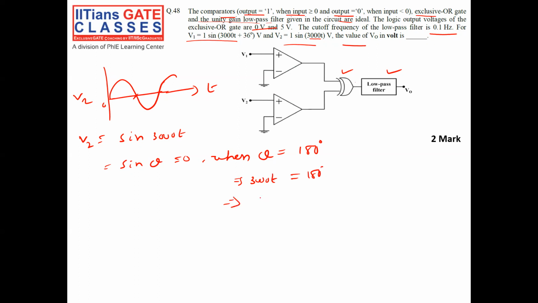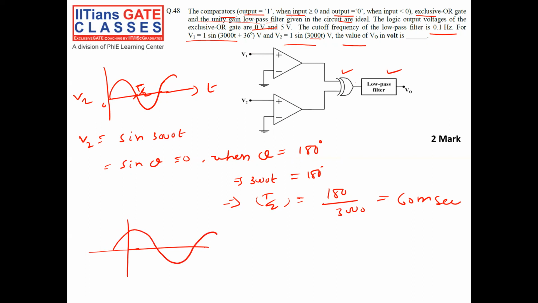So what is t? It is nothing but t by 2 here, right? T by 2 is equal to 180 divided by 3000, which is equal to 60 millisecond. That is my half time period, right? Half time period, you understand. The second thing is V1, which is sine 3000 t plus 30 degrees. That means it will start a little early, right?